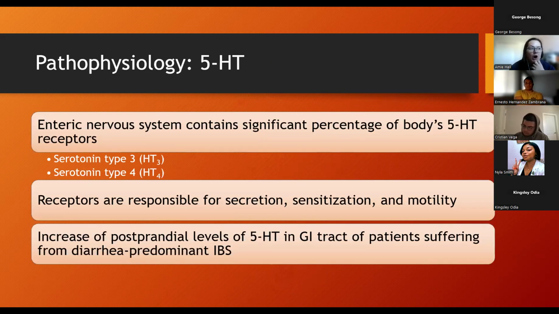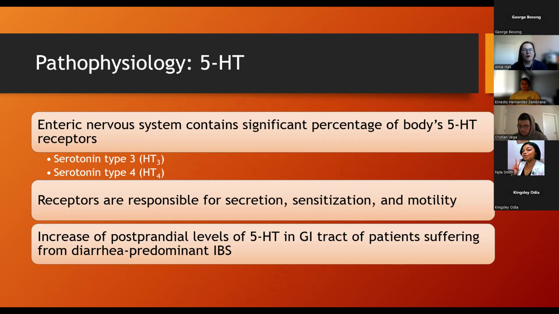I think Dr. Hong talked about the activity of 5-HT, or serotonin, in the GI tract when we talked about constipation and diarrhea and drugs last semester in self-care. We're going to talk more about serotonin and the impact of that on the gut in IBS. A lot of our enteric nervous system contains serotonin receptors. So we have serotonin type 3 receptors and serotonin type 4 receptors, and the majority of them are in our gut.